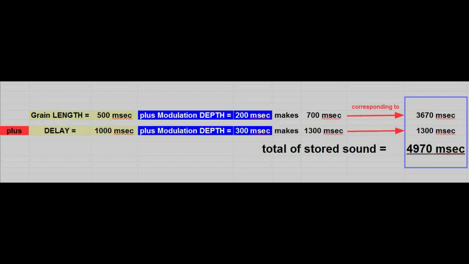All in all, 3670 milliseconds plus 1300 milliseconds equals 4970 milliseconds of sound will be saved from the sound in the buffer. Approximate.